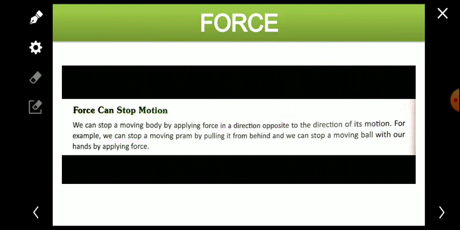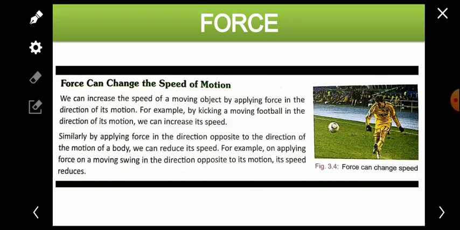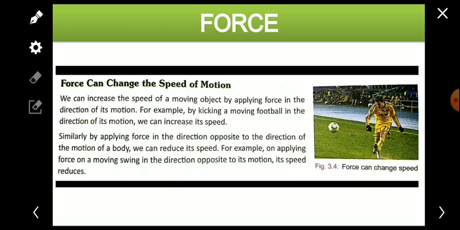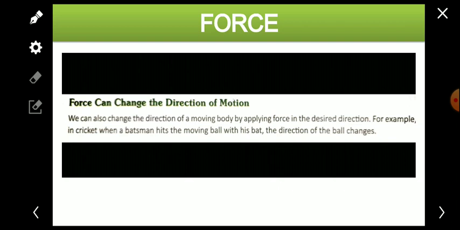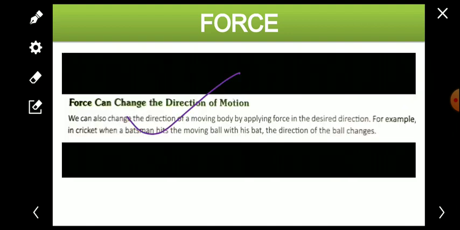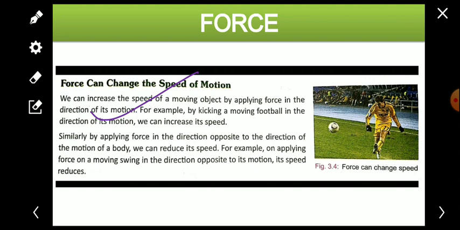So I hope that you have understood up to here. In the next session we will talk about more topics, more effects of the force. Like force can change the speed of the motion, force can change the direction of the motion, force can change the shape and size of the object. So a lot of things are there which we have to learn.